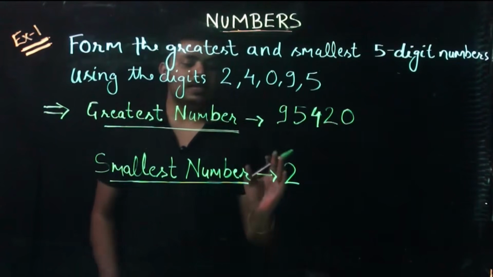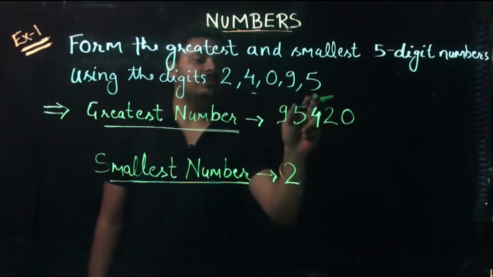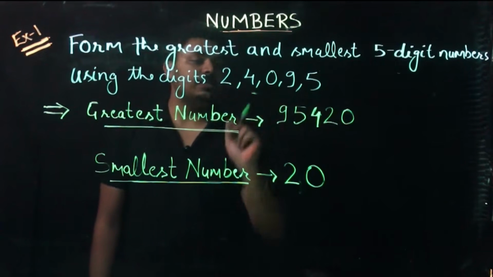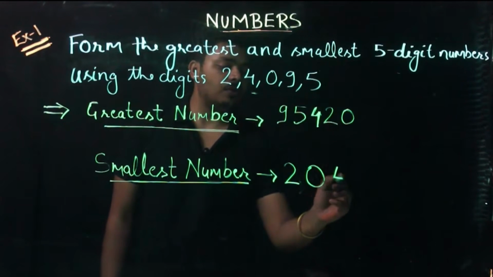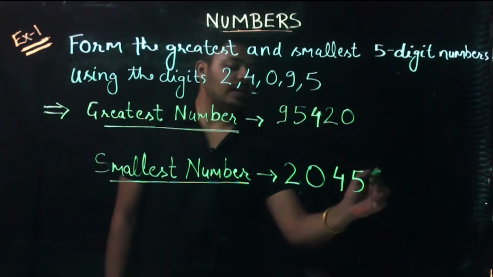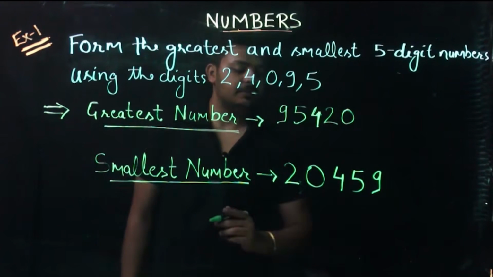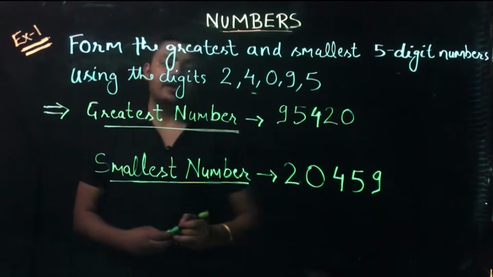Now we can place a 0. Then after the rest 4, 0. Then of the rest 3, the smallest is 4. Then 5. And at last 9, which is the greatest. So this is the smallest 5-digit number.